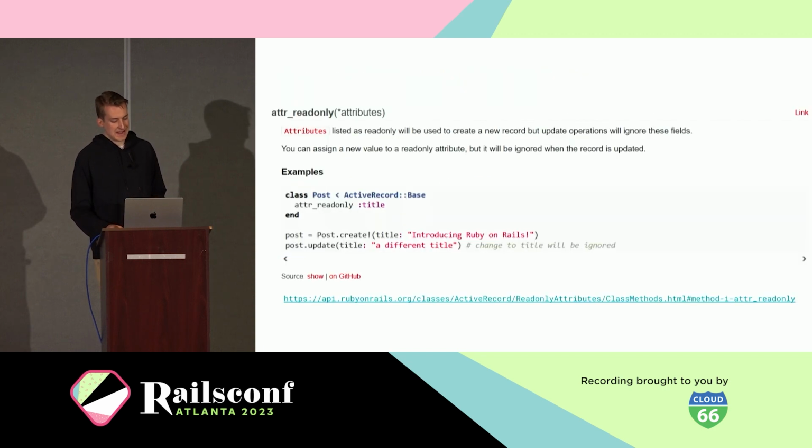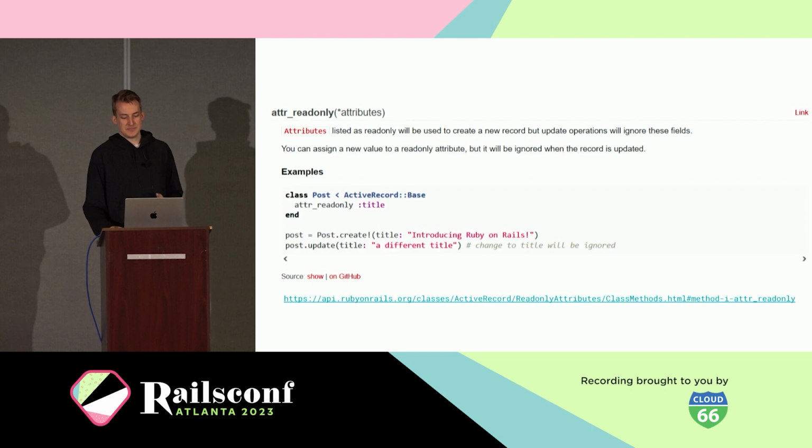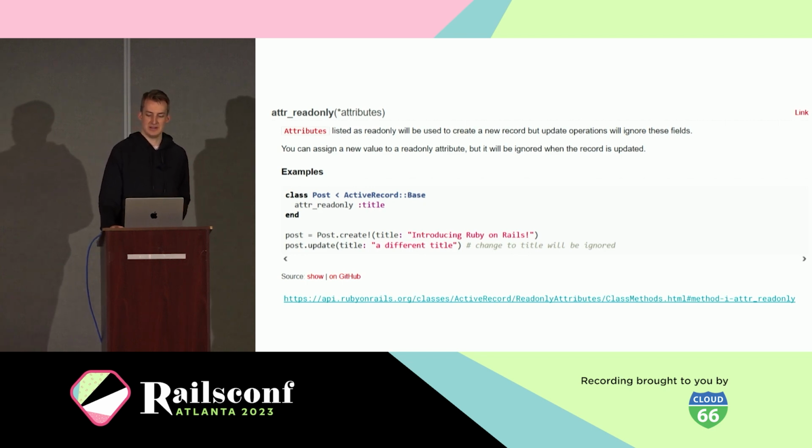In addition, Rails already has a very similar feature named attribute read-only, but it doesn't quite do what we want. Attribute read-only will prevent attributes from being updated in the database, but it does so silently. You can still update the attribute in memory and call save. It just doesn't actually save the value to the database, so it's kind of a foot gun and hard to understand.